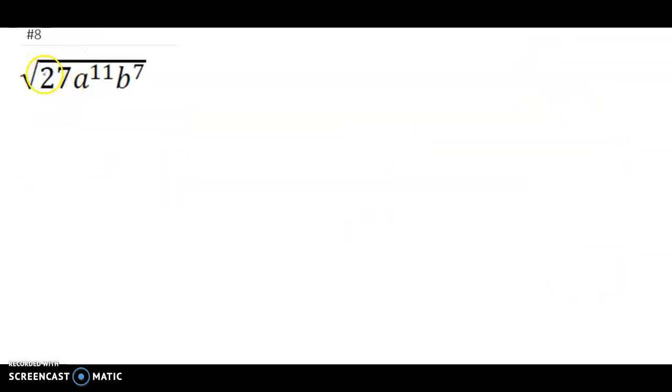All right, let's look at problem number 8. Okay, this is big, long, and it looks kind of scary, but really if we break it down, it's not that bad. So once again, I'm going to separate this to the square root of 27 times the square root of a to the 11th times the square root of b to the 7th.